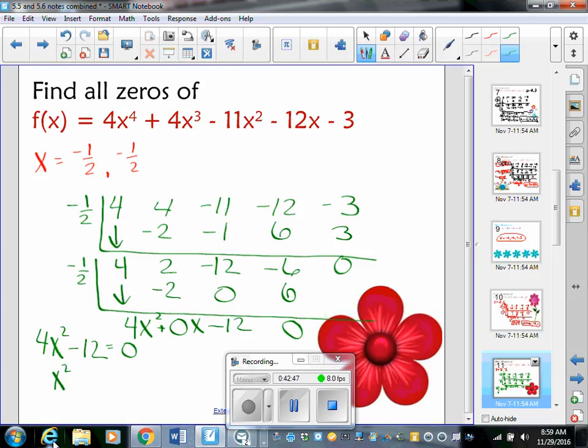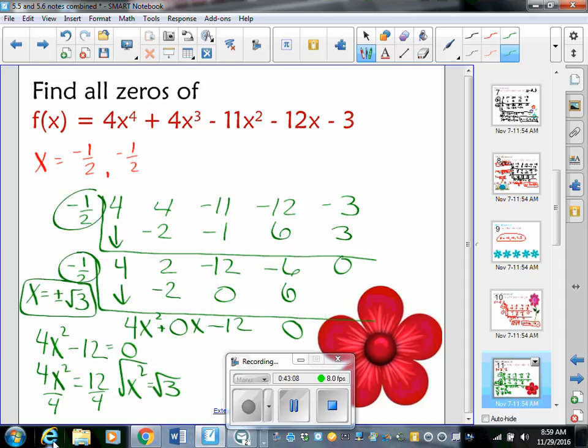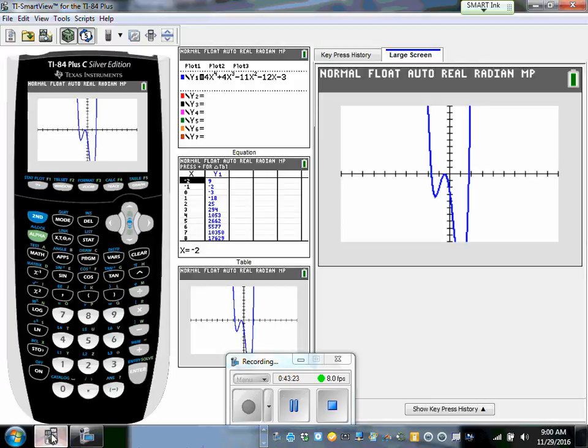Good. So 4x squared equals 12. Divide by 4. So x squared equals 3. Square root. x equals plus or minus radical 3. Negative half and negative half. So that negative 1.7 blah, blah, blah, whatever that was, that's radical 3. Grab your calculator real quick. I want you to see this because I don't think you guys always put together that radicals are actually numbers.